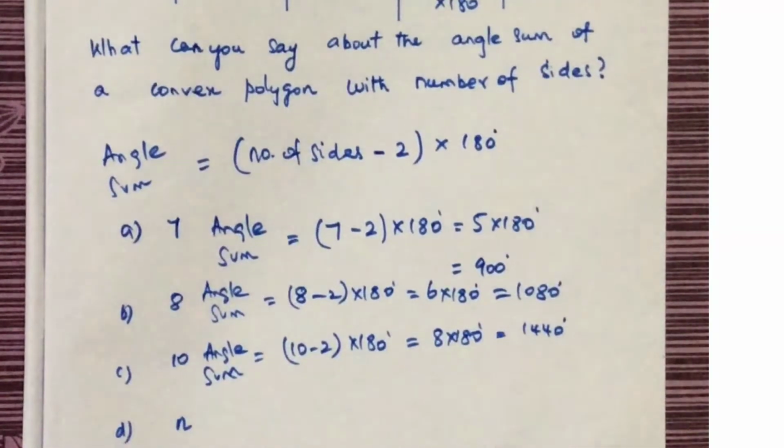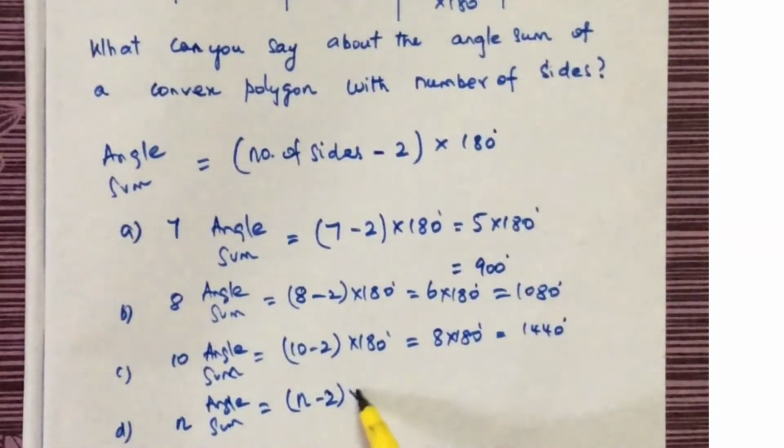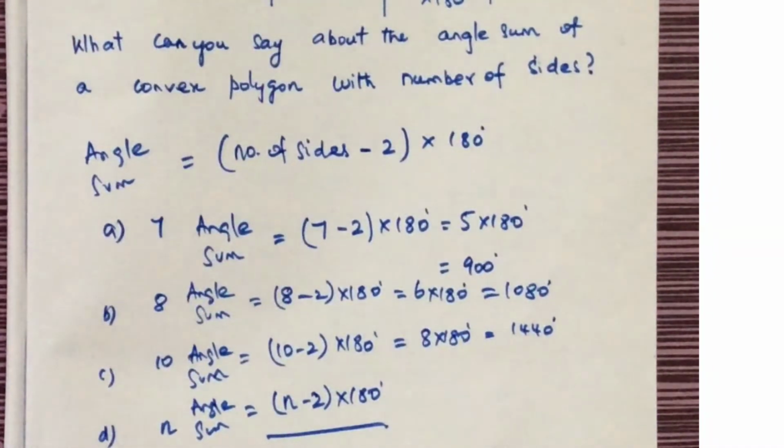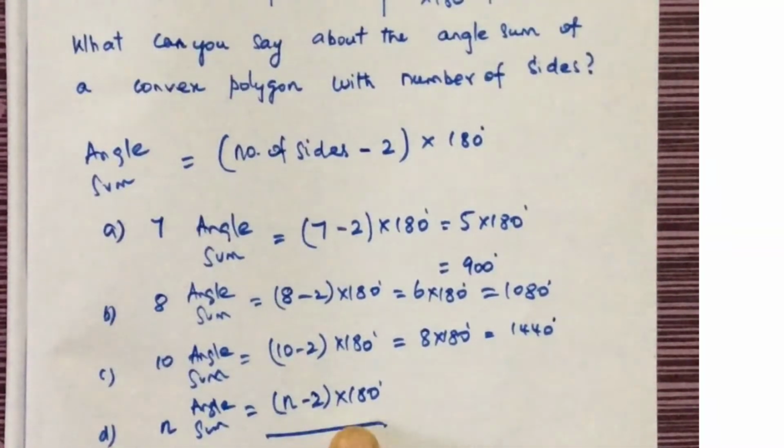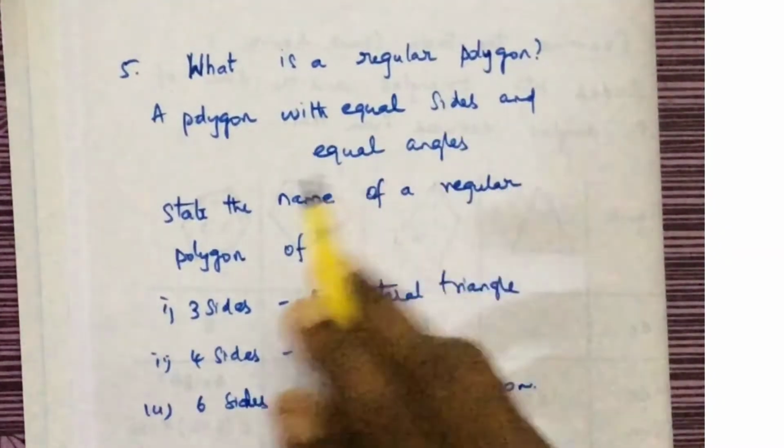The next is, in general, they have asked what is the angle sum if the number of sides is n. So n minus 2, where n is the number of sides, minus 2, multiplied by 180. Now we have studied that for a polygon with n number of sides, the angle sum is n minus 2 multiplied by 180. Question is, what is a regular polygon?